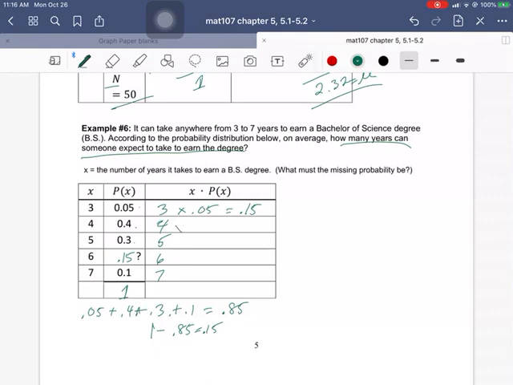This is going to be 0.15, 0.4 is 1.6, 1.5, 0.9, 0.7. Remember, these aren't probabilities. This is your random variable times the probability, and it's going to add up to your mean. So if you look at it, this seems to be where the larger probabilities are. So it seems reasonable that we get a 4.85 for our expected value. You can expect to take over 4 years, almost 5 years, to get your degree these days.